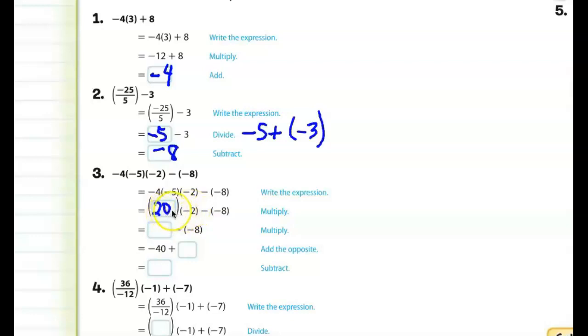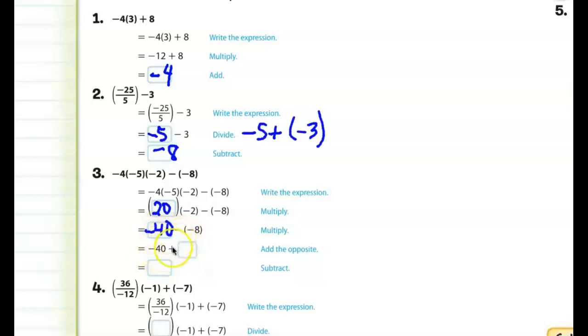Now, once we have the positive 20, we have to multiply that by a negative 2. So what is that answer going to be, positive or negative? Go ahead and write down your answer. A positive times a negative is going to be a negative, so that is going to end up being negative 40. Now we have a subtraction sentence, and remember, like I said before, we need to use the additive inverse in order to solve this, so they actually have a step right here where they do the additive inverse.